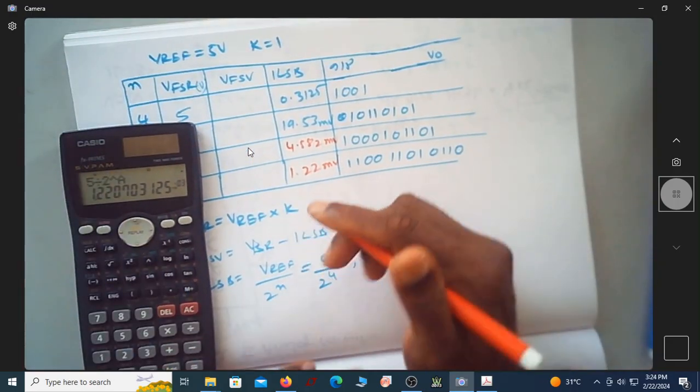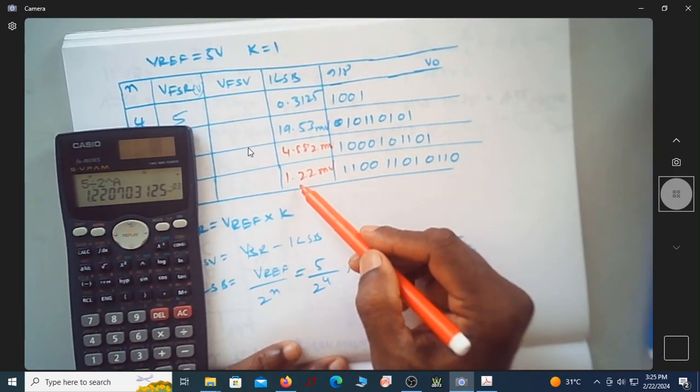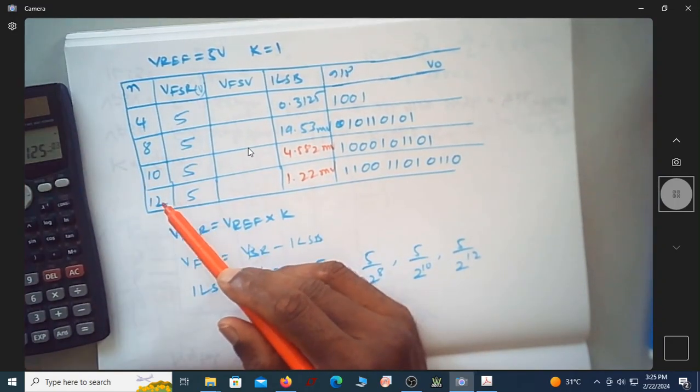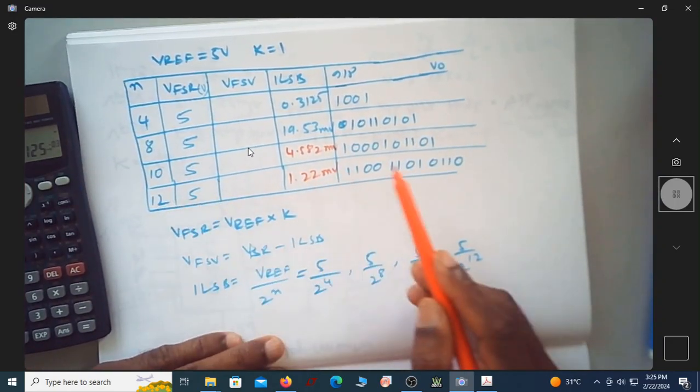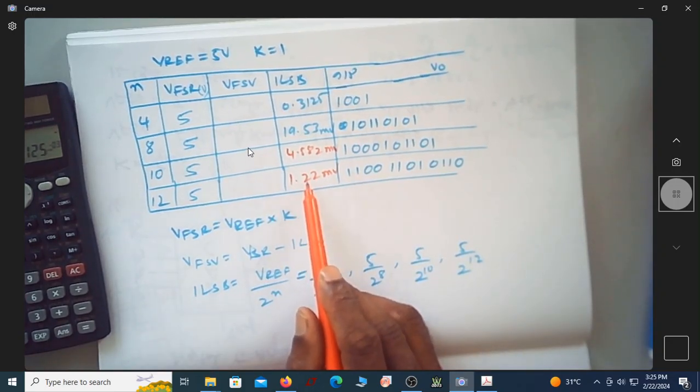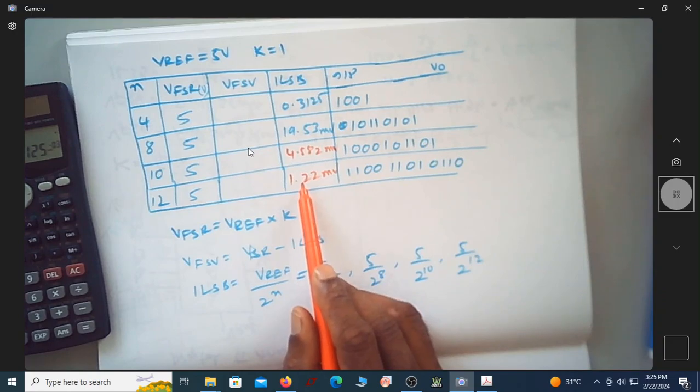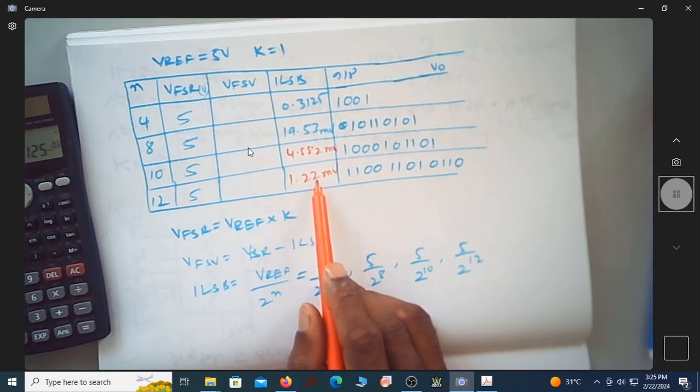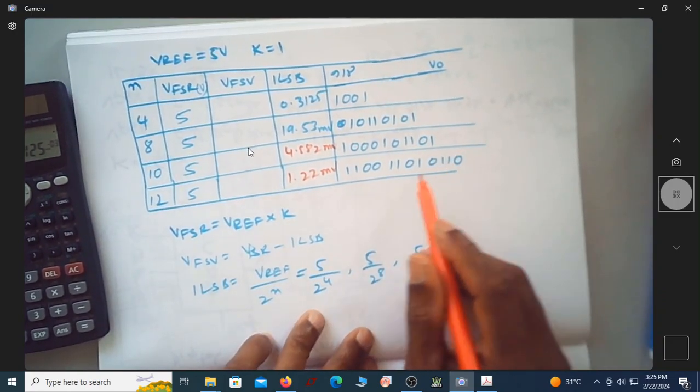So you can see the resolution is very fine when the number of bits are more and more. So if there is a change of 1 LSB, then the output voltage changes by 1.22 millivolts because it's a DAC circuit.